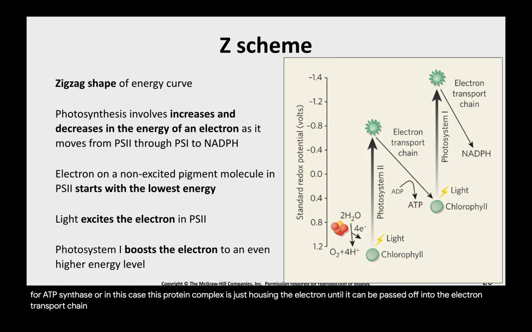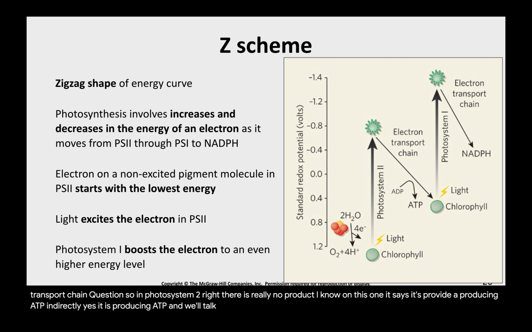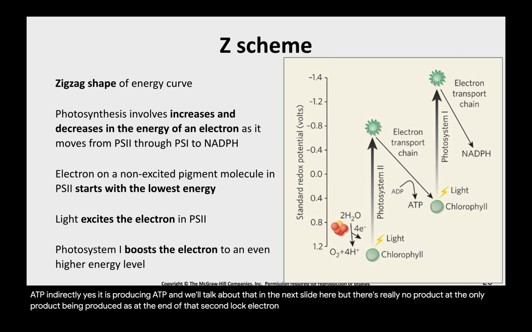Yeah, good question. So in photosystem 2, right, there is really no product. I know on this one it says it's producing ATP, right? Indirectly, yes, it is producing ATP, and we'll talk about that in the next slide here, but there's really no product, right? The only product being produced is at the end of that second electron transport chain at NADPH.